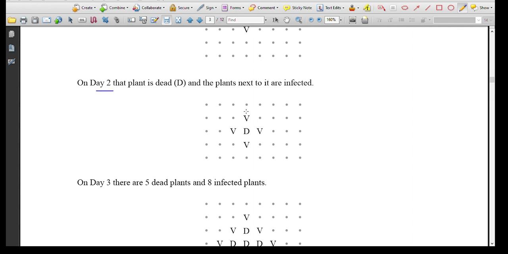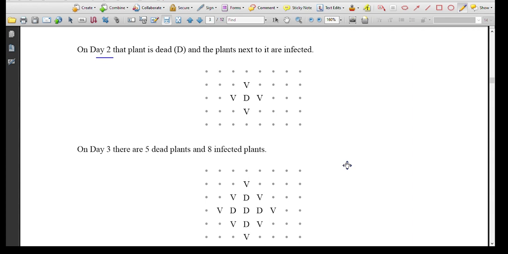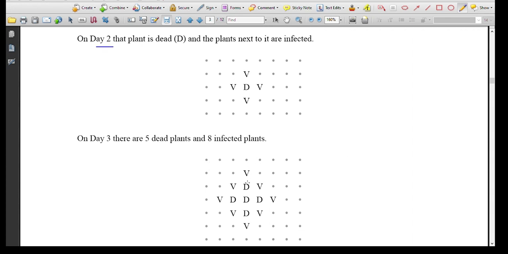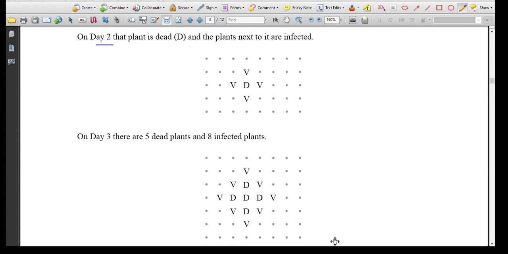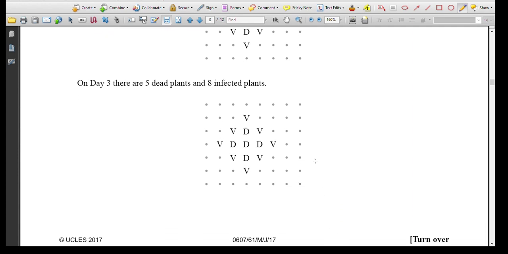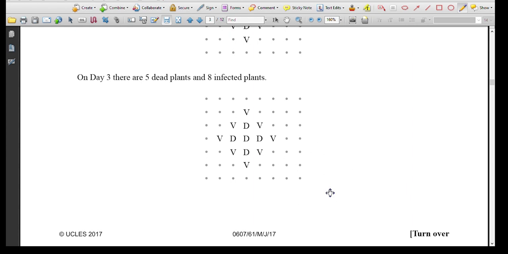On day two, there are totally 5 plants infected. On day three, there are 5 dead plants and 8 new plants got infected. That has been mentioned in the diagram. So in the center, the next plants are getting infected here. That has been mentioned as V, and the dead plants are D here.